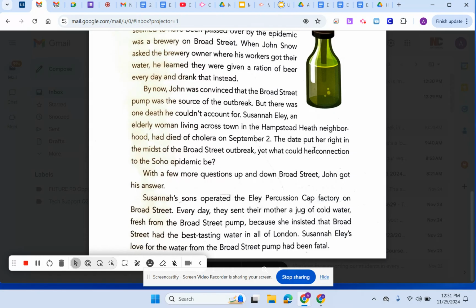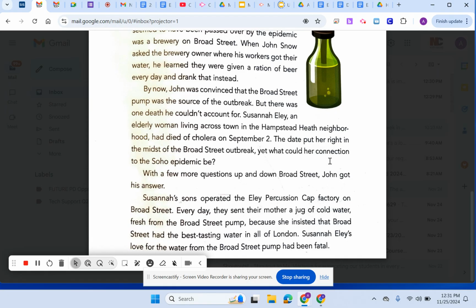Susanna Ely, an elderly woman living across town in the Hampstead Heath neighborhood, had died of cholera on September 2nd. The date put her right in the midst of the Broad Street outbreak, yet what could her connection to the Soho epidemic be? With a few more questions up and down Broad Street, John got his answer. Susanna's son operated the Ely percussion cap factory on Broad Street. Every day they sent their mother a jug of cold water, fresh from the Broad Street pump, because she insisted that Broad Street had the best tasting water in all of London. Susanna Ely's love for the water from the Broad Street pump had been fatal.